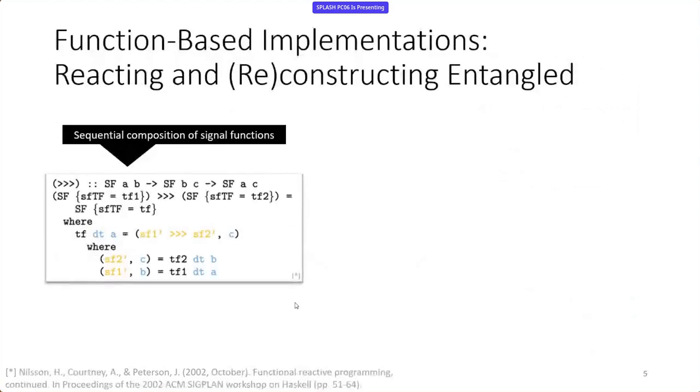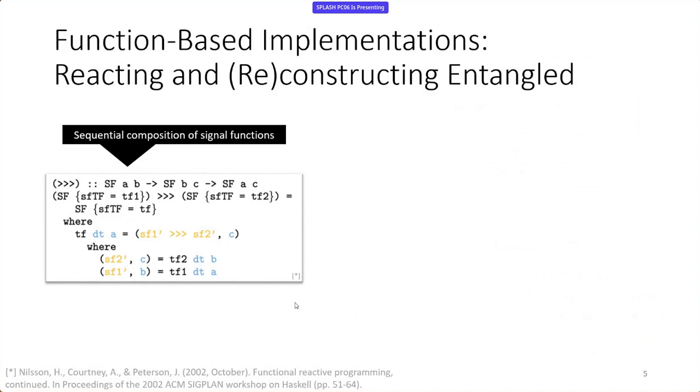So let's look at these implementations in detail. Here's a snippet of the sequential composition operator of Yampa. You have one signal function or one reactive program, you have another one, and you want to click them together so that the sinks of the first one are connected to the sources of the second one. And this is the implementation that does that.